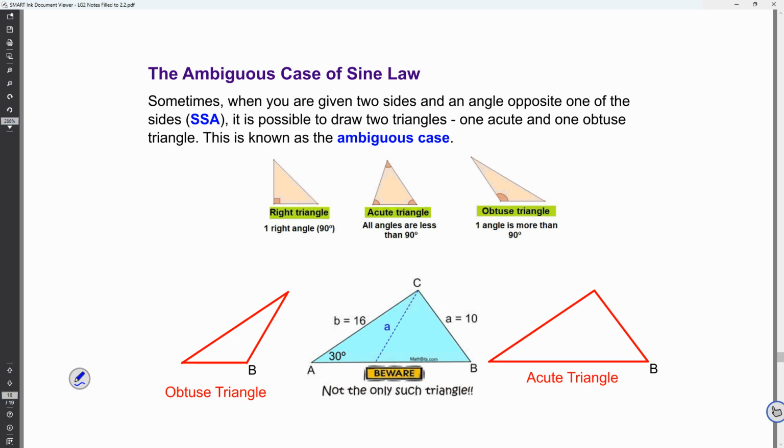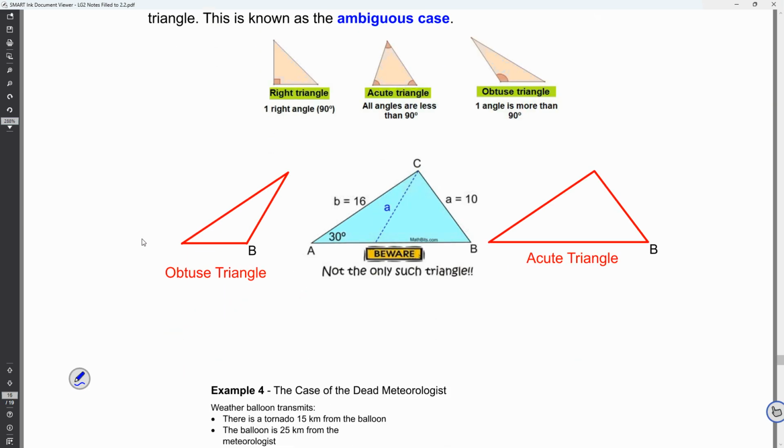Sometimes when you are given two sides and an angle opposite one of the sides, it's possible to draw two triangles, one acute and one obtuse triangle. This is known as the ambiguous case. For example, you can draw an acute or an obtuse triangle that have both of the same things.